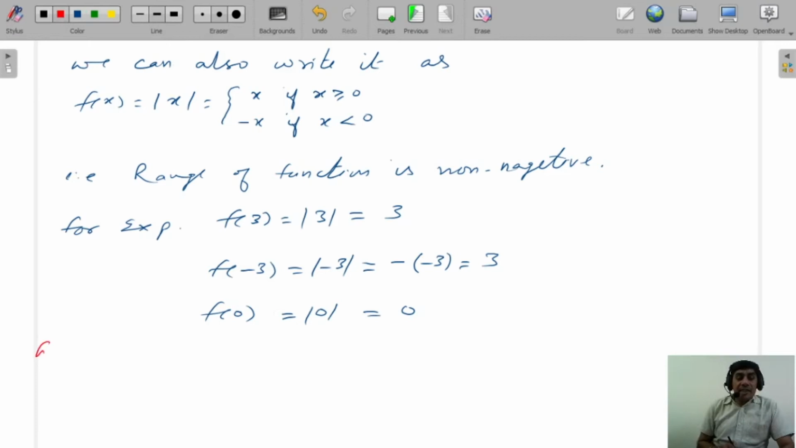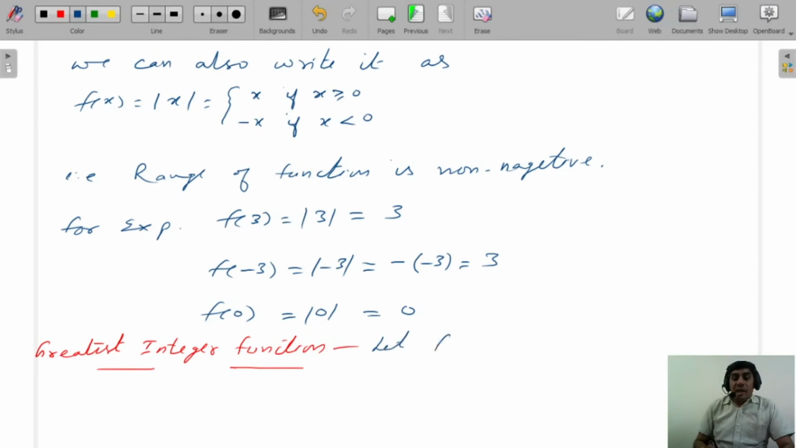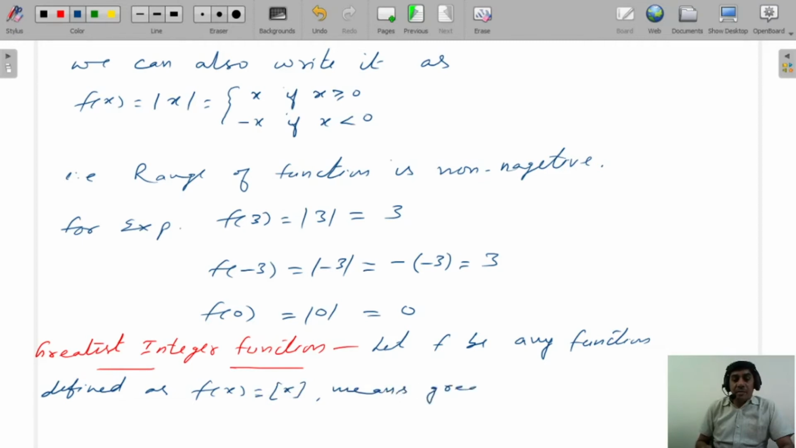Next, greatest integer function. Let f be any function defined as f of x is equal to greatest integer function of x, means the greatest integer n such that n is less than or equal to x.